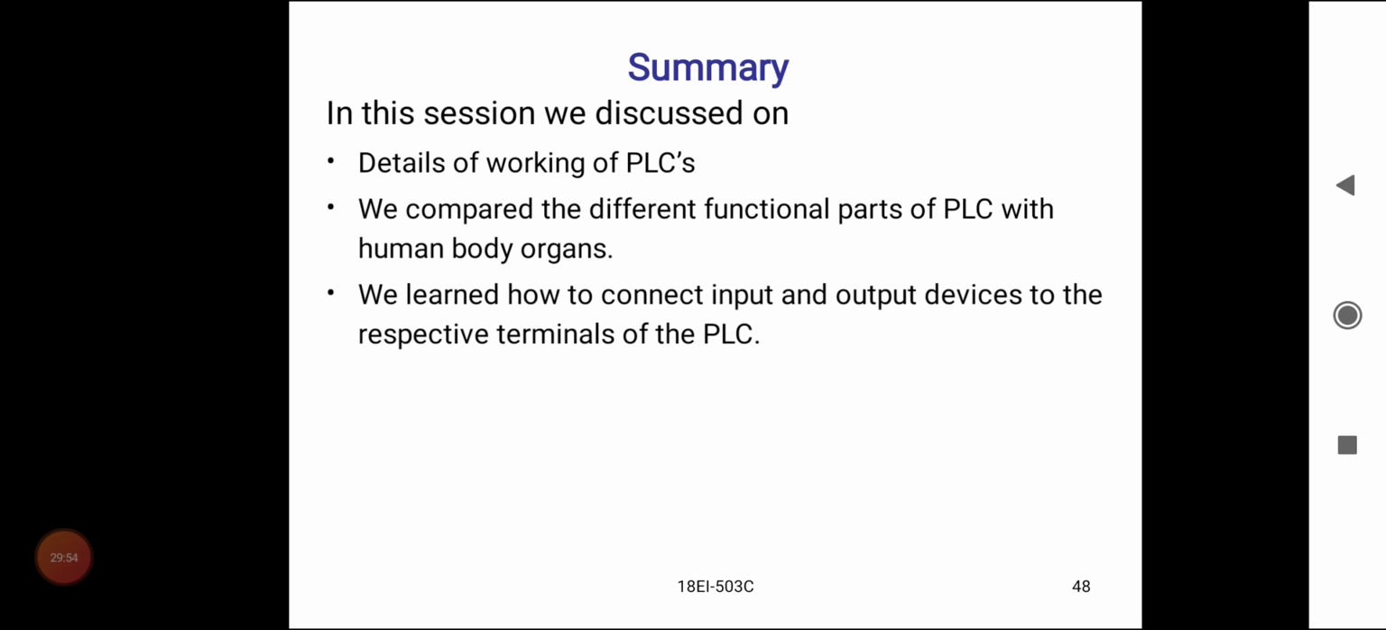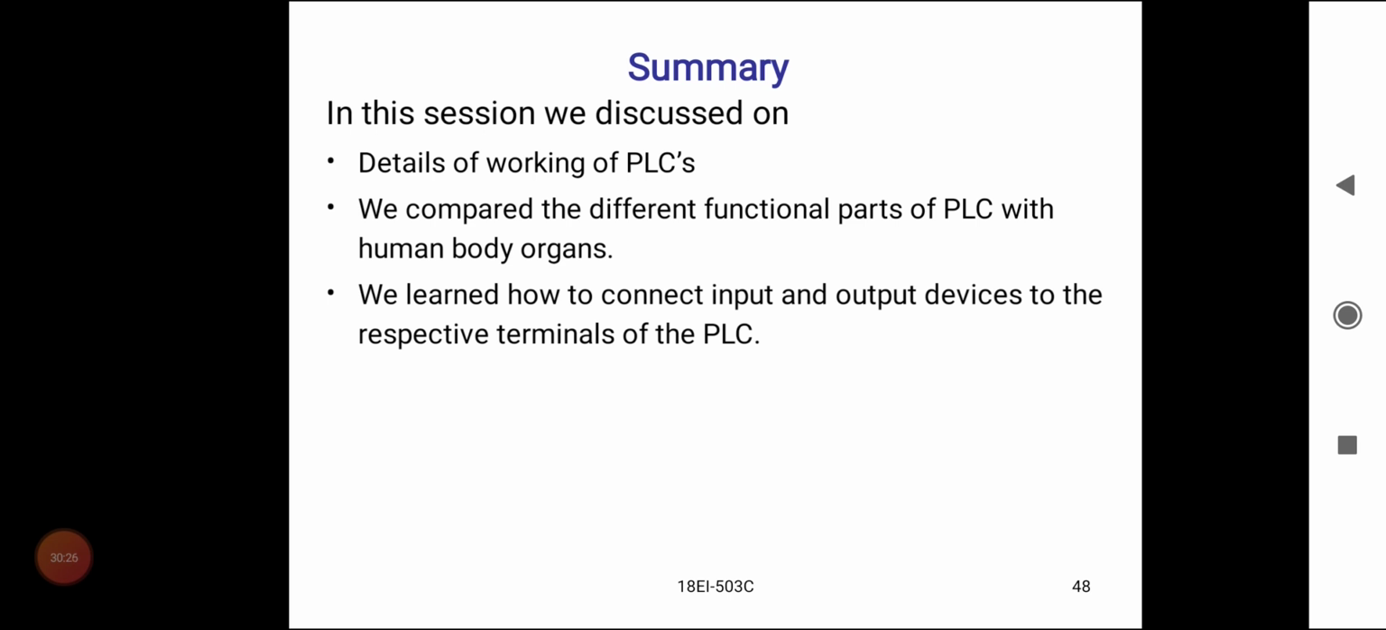When comparing the different functional parts of the PLC with human body organs, the ears, eyes, nose and skin are input devices, and the output devices are hands and legs. The CPU is the brain, the power supply is the heart.